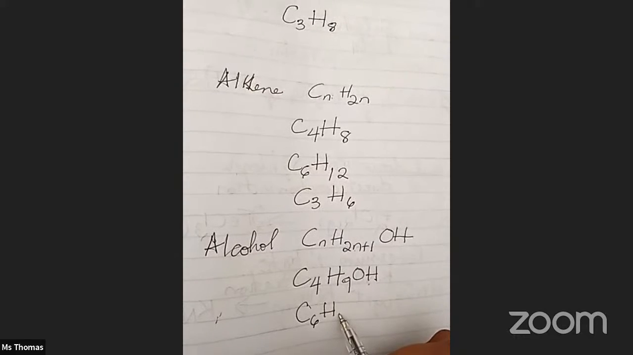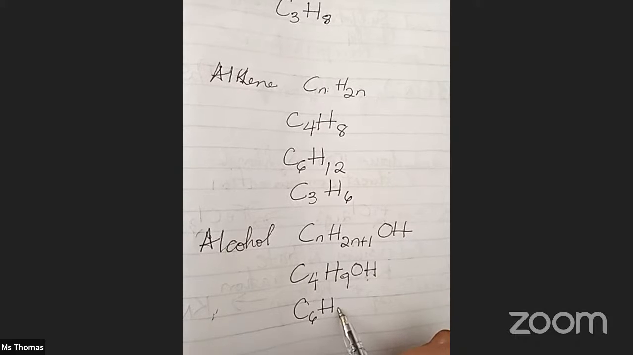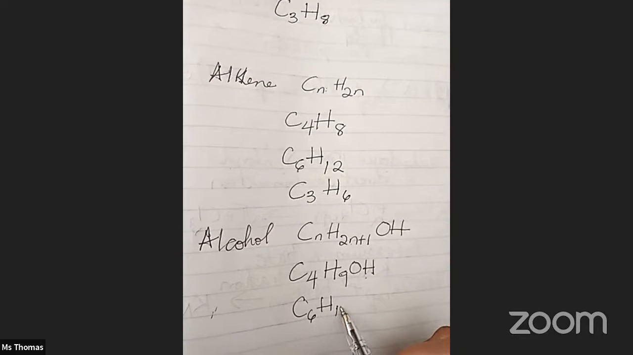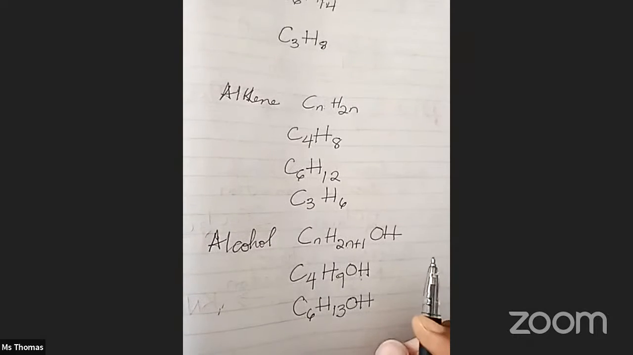How many hydrogens would you have? 2 times 6 is what? 12. Plus 1 is 13. And then you have the OH attached.